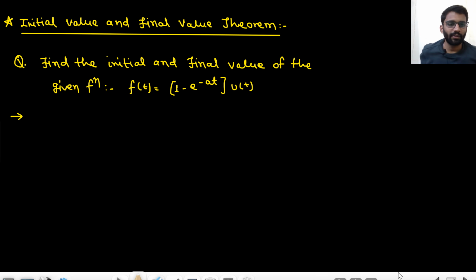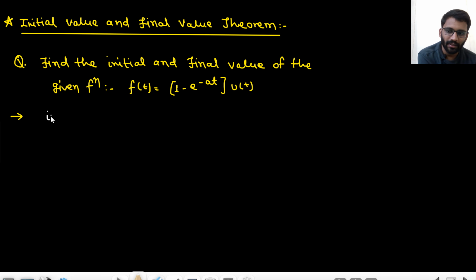There is this thing called the initial value theorem and final value theorem. You will be studying this theorem in signals and systems as well, and in control systems as well. This is a very, very important theorem. So let's first study what is initial value and what is final value. This function is given to you, f(t) equals (1 minus e^(-at)) u(t), and they are asking to write down the initial and final value of this function.